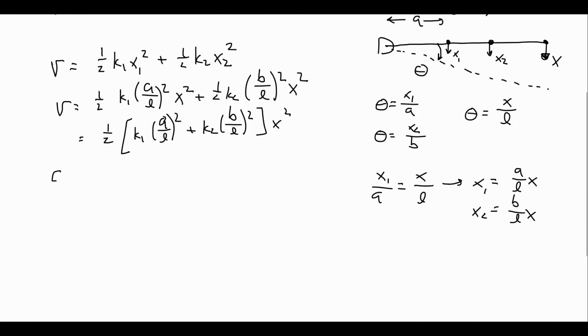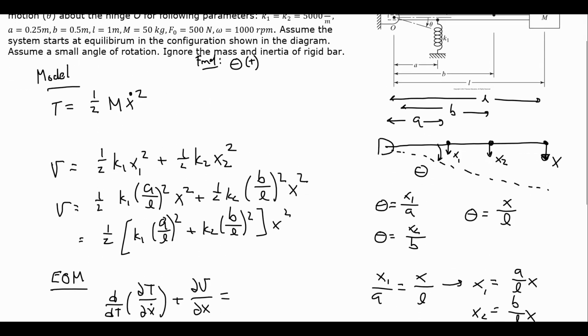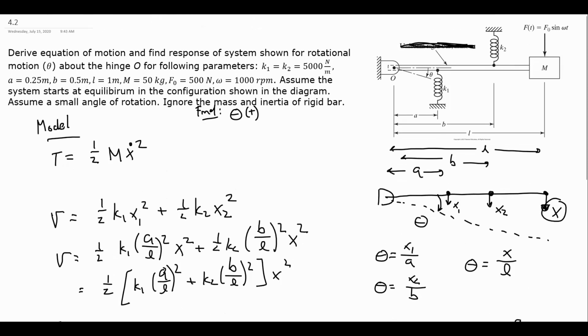So we can go to our equation of motion. Again, we are going to do things in terms of x at the moment. So I'll put the Lagrange equation here: d/dt of del T del x dot plus del V del x equals, so again, x is the degree of freedom that I am working with for right now. And we see that on x over here is where our force is acting, this F naught sine omega t.